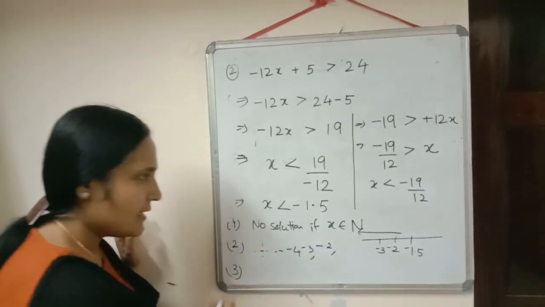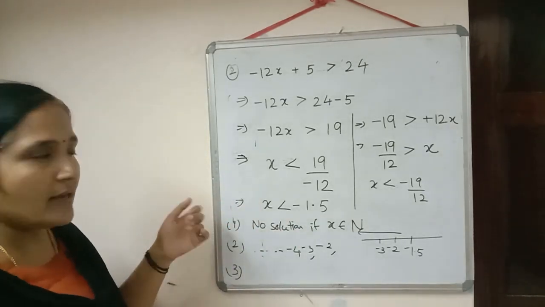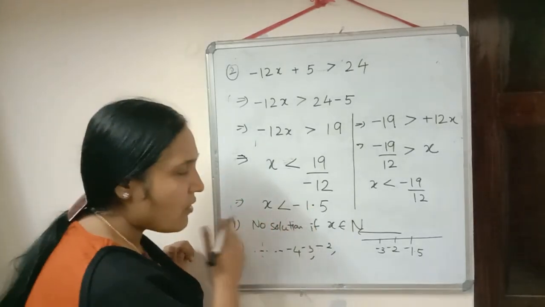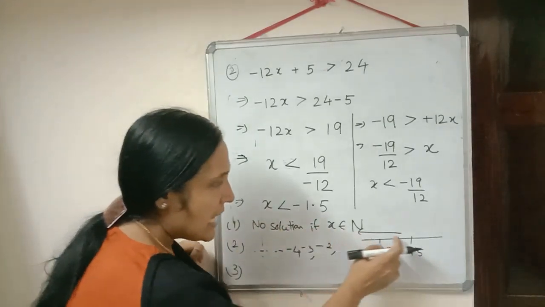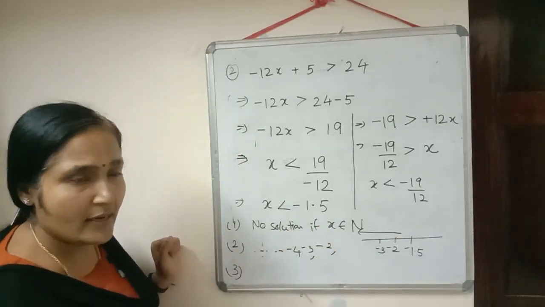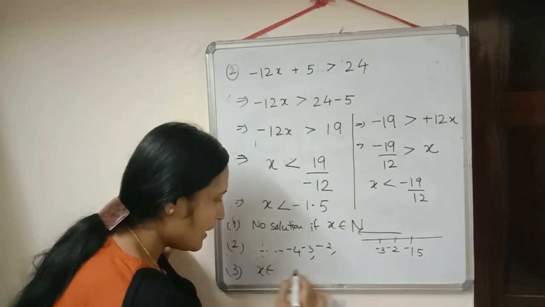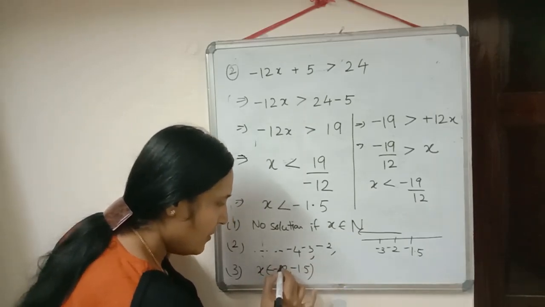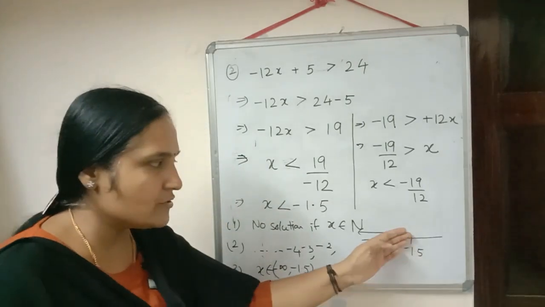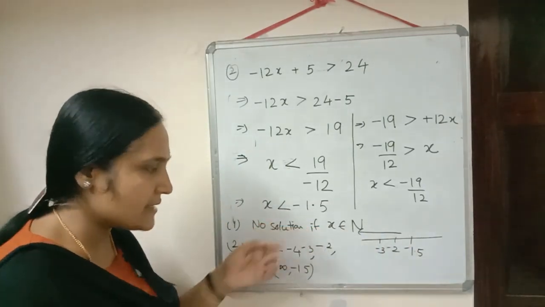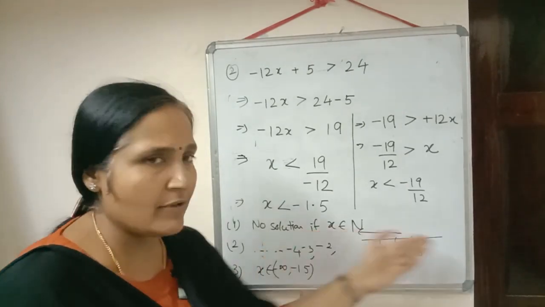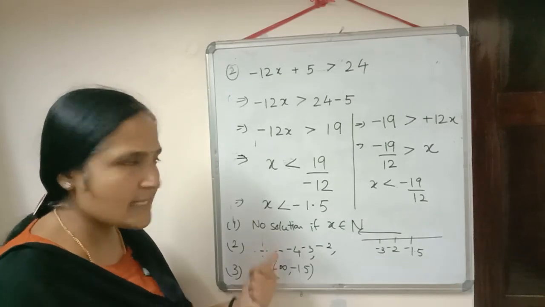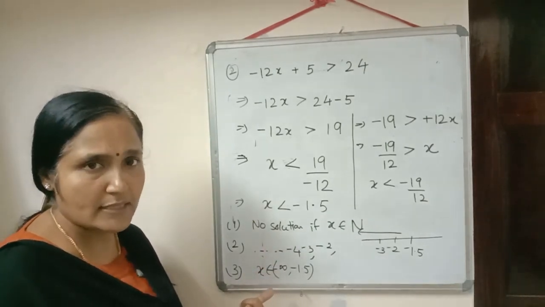Now third case. X will take all the values. Now in this case it is a real number there. X will take all the values which are less than minus 1.5. So again what will come? X belongs to open interval minus infinity to minus 1.5. It is going to the left hand side. So left hand side is minus infinity. When we are going to the right hand side, then it will come plus infinity. Now is it clear how to solve the linear inequations?